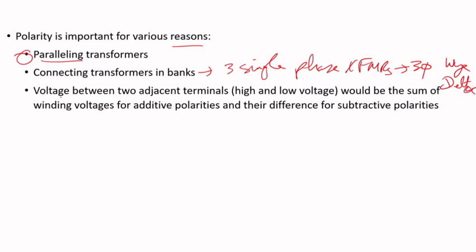And also, as we saw, the voltage between two adjacent terminals, one high and one low voltage, would be the sum of winding voltages for additive polarity and their difference for subtractive polarity. So that's another thing to keep in mind, because if somehow one high voltage terminal and the adjacent low voltage terminal become connected for some reason, then for additive, you have to insulate the other two terminals for that voltage, which is the sum of the high voltage and low voltage.